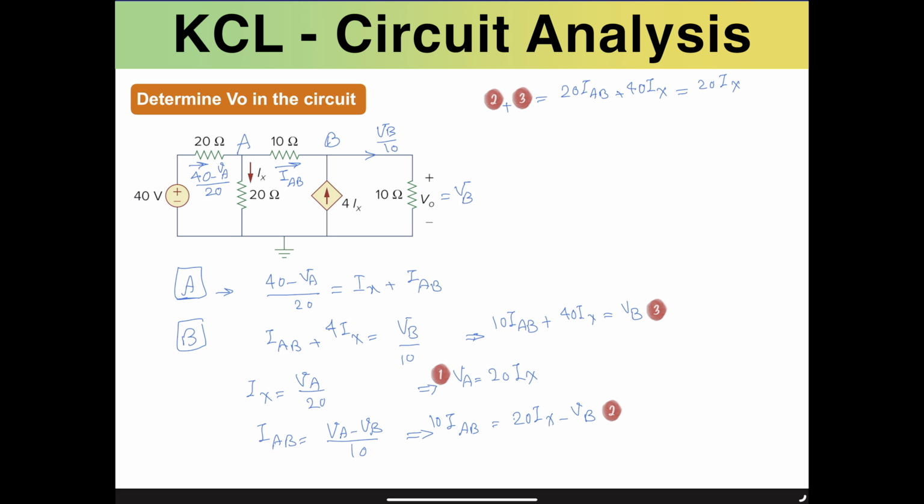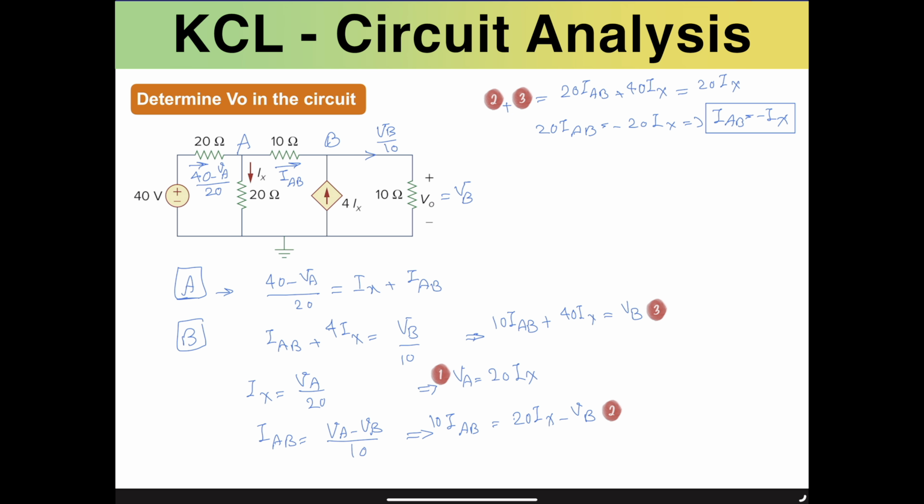Simplifying this is going to help us find the following relationship. So 20 IAB is minus 20 Ix, so essentially IAB is the same as minus Ix. Here is another equation that we need to consider in solving this set of equations. So IAB and Ix are easily related together, and we know that VA can also be expressed in terms of Ix. Right now, we found IAB with respect to Ix as well.